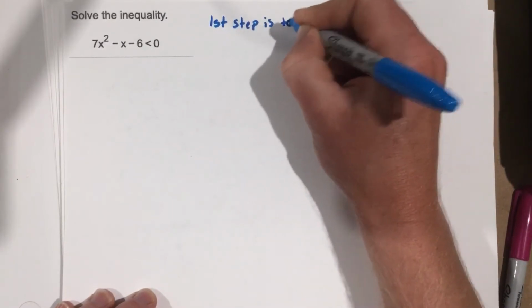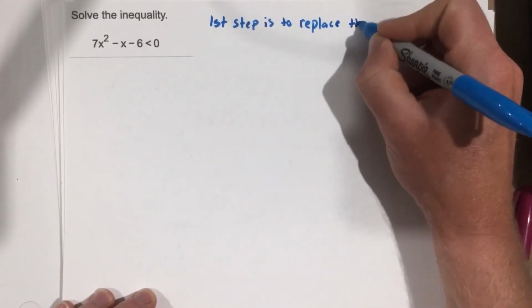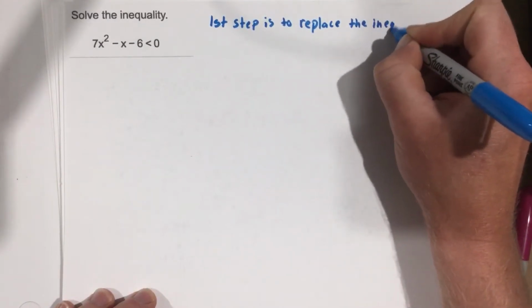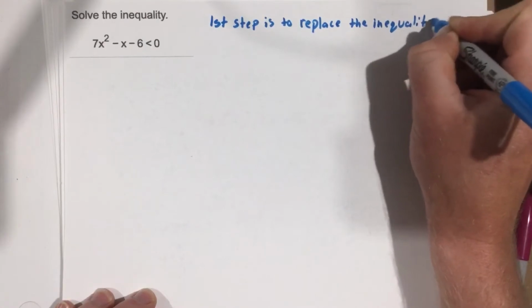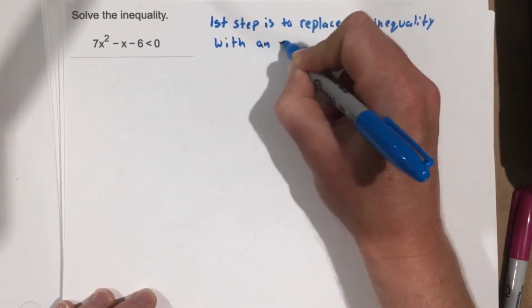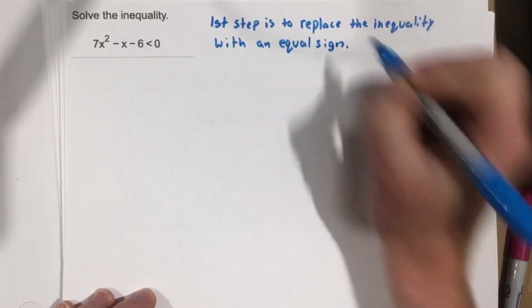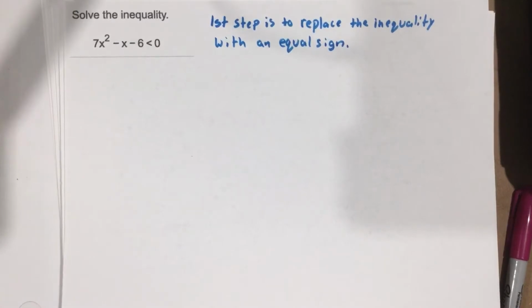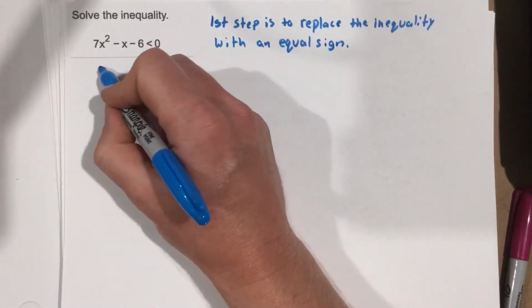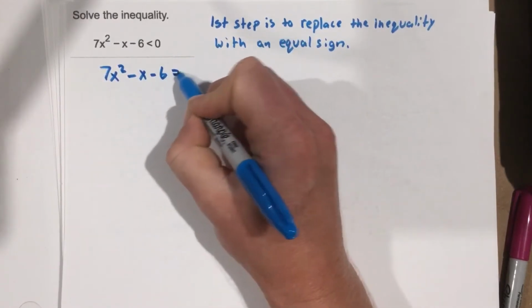is to replace the inequality with an equal sign. Okay, that's our first step. Replace the inequality with an equal sign. So we're going to say 7x squared minus x minus 6 equals 0.